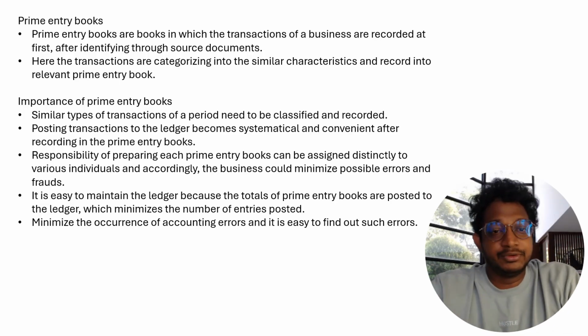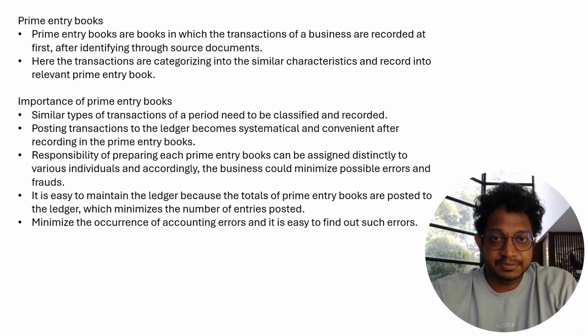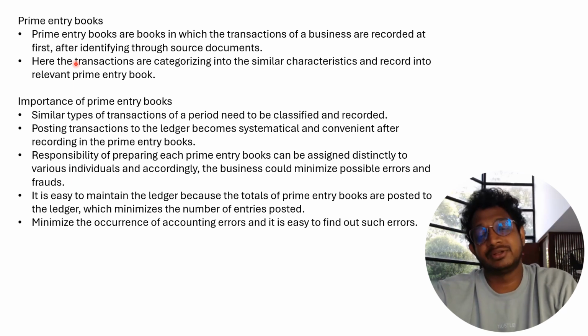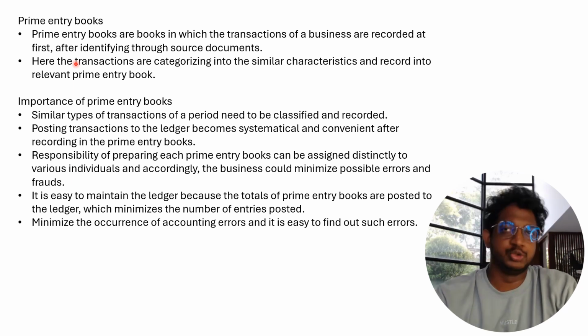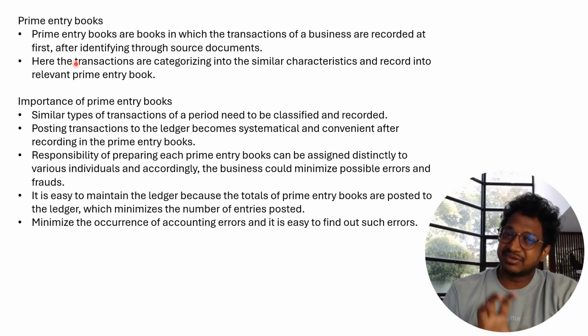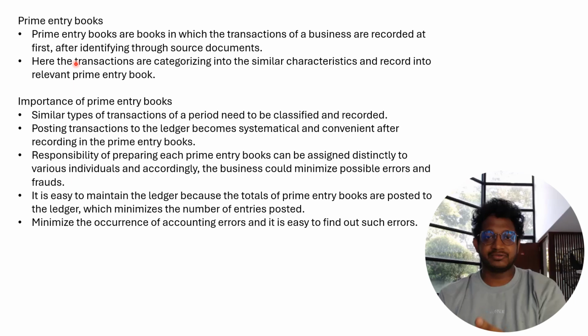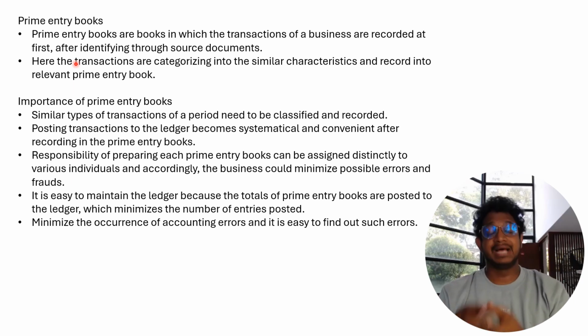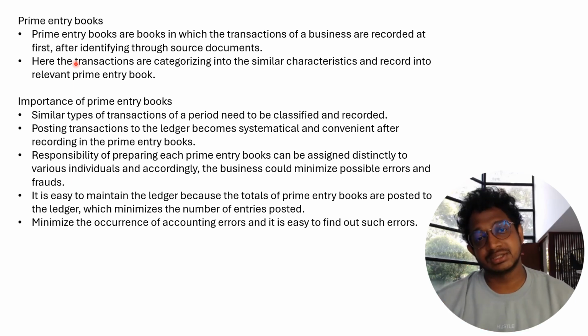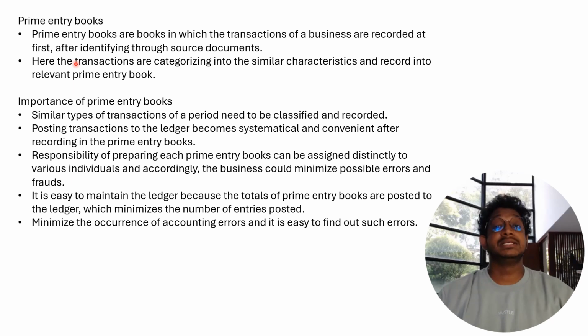Let's move back to prime entry books. The prime entry books are the first place where you record your transactions, right? Prime entry books are the books in which the transactions of a business are recorded at first after identifying them through source documents. You can't record any transaction without a source document. Any transaction you have to identify through a source document, and the first place you record such transactions is the prime entry books, right?